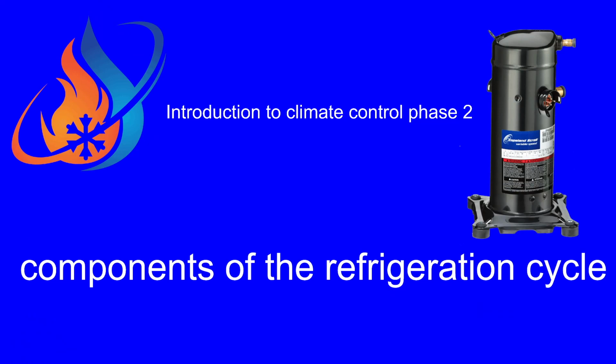Introduction to climate control phase 2, components of the refrigeration cycle. Now, in phase 1, we kind of went over the refrigeration cycle, its circulation and motion, and the components that sit in it. In phase 2, we're going to go over 3, some of the most important ones, and we will go over the additional ones as well within the system. But these 3 are some of the main components and the most important components of the cycle itself.